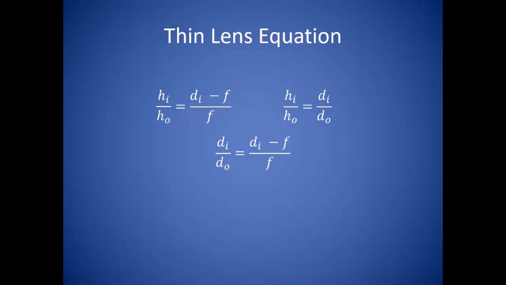From here, we can divide everything by the image distance and end up with what is known as the thin lens equation. So the inverse of the object distance plus the inverse of the image distance is equal to the inverse of the focal length. You might notice that this is the same as the mirror equation. Another thing to take note of is that for an object at infinity, the inverse of the object distance would be 0. So the image distance would be the focal length of the lens.